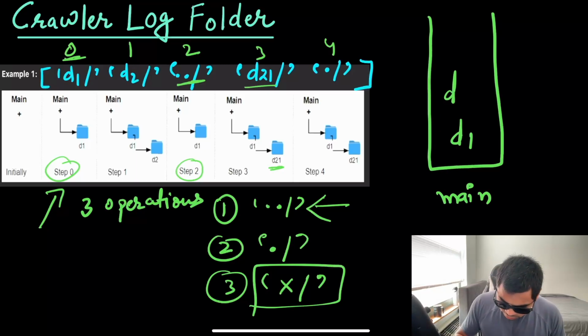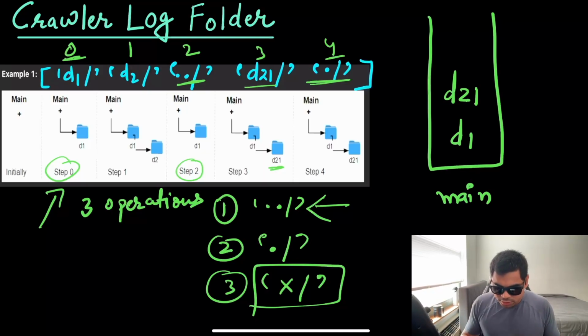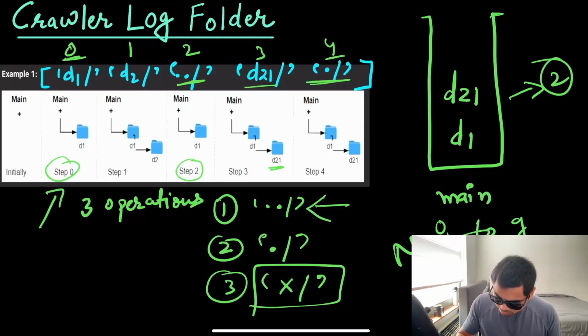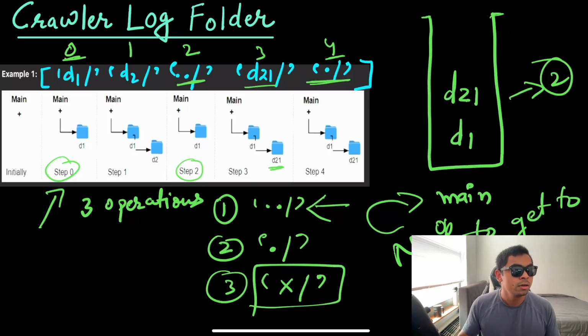Okay, so this is pushing. Right now from D1 we came to this particular state, D21. Now when we were here at our 4th step, we performed the step which is staying in the current folder. Now if you see in my stack, the length of my stack is 2, and that is the minimum number of operations to get to main again. What was main? Main was just an empty stack.